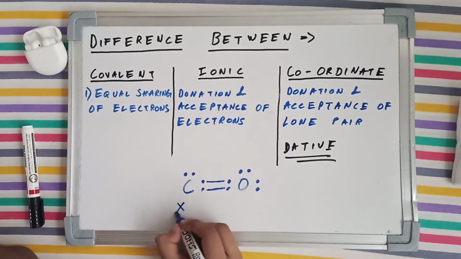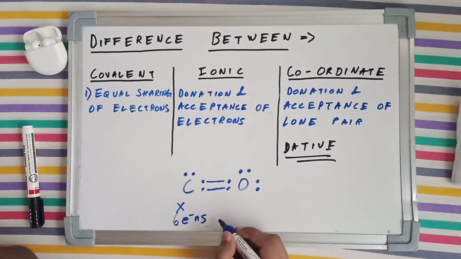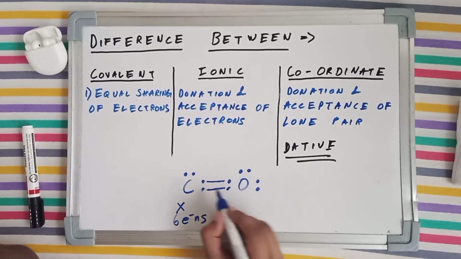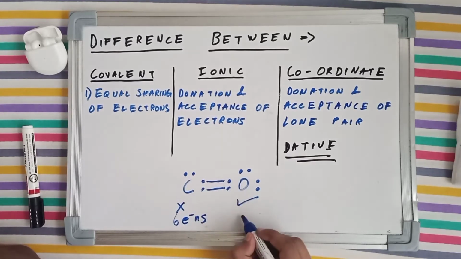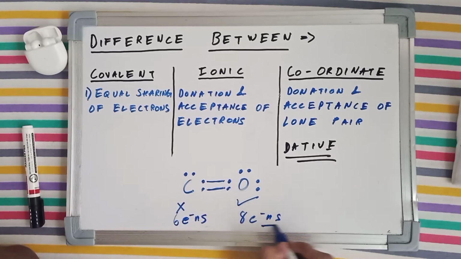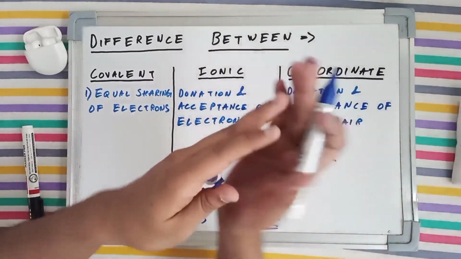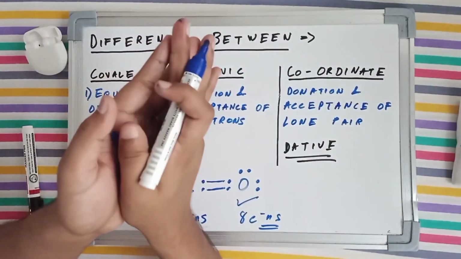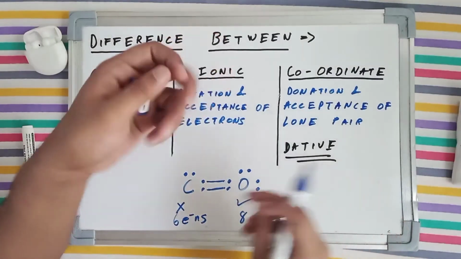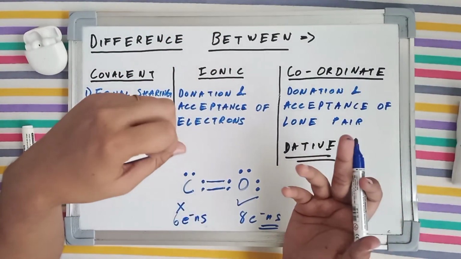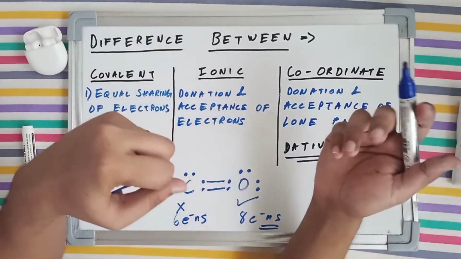So carbon is still short of electrons. It has just got 6 electrons presently. Let's count the number of electrons for oxygen. 1, 2, 3, 4, 5, 6, 7, 8. Oxygen has completed its octet. But what about carbon? Since it hasn't completed its octet and hasn't gained 8 electrons, it is not stable. It is in unstable form. So why would carbon like to make a bond with oxygen if it is not achieving stability?